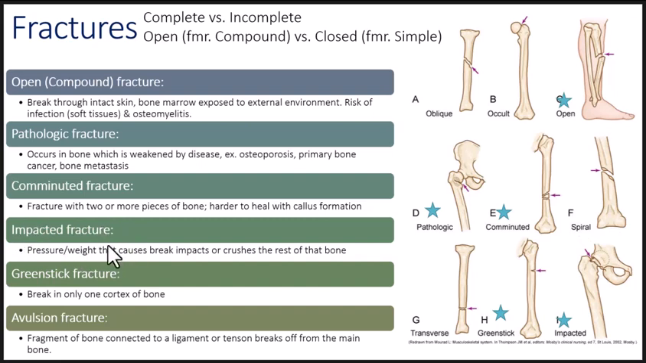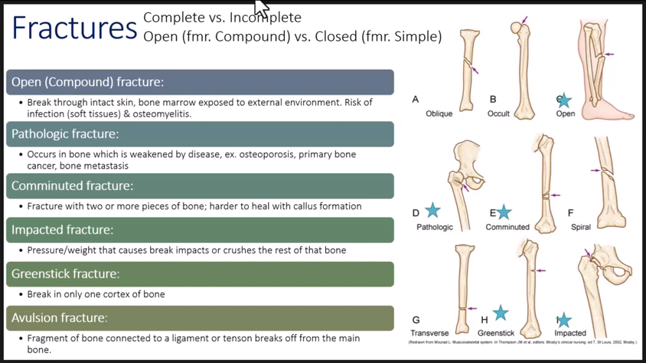An impacted fracture occurs when there's an extensive force that breaks a bone and then causes the broken ends of the bone, so here, this bone here, and the femoral head here, there's the break here, and then the force is strong enough that it causes those ends to jam together or impact, and one of the broken bones almost wedges into the other.